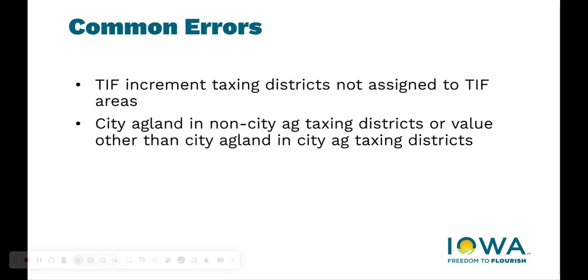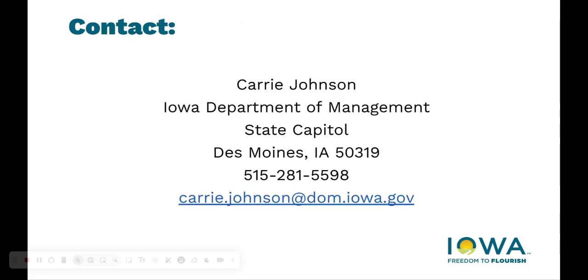Some of the common errors that folks run into when they do that errors check. So, just some things to be aware of. You may have created new TIF increment districts, but not yet assigned them to their urban renewal or TIF areas. So, they're just kind of hanging out there, but have no umbrella to go under. So, make sure you take that step. Also, we'll end up with city ag land reported in non city ag taxing districts, or value other than city ag land reported in city ag taxing districts. So just a couple of the more common errors that we see to be aware of.